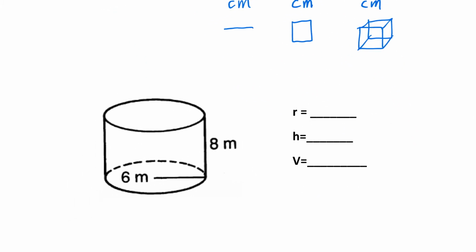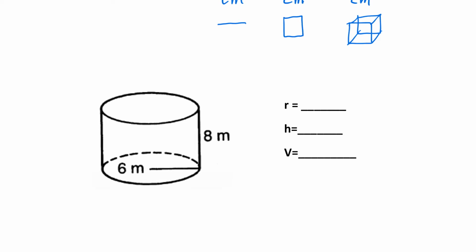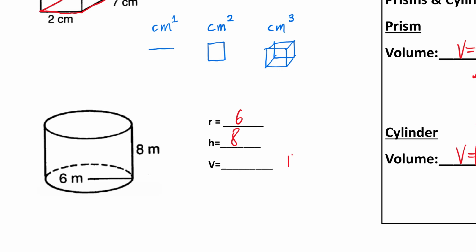What's the radius for this cylinder? 6. The height is 8. Volume is pi r squared times h. 904.78. All right, cubic meters.